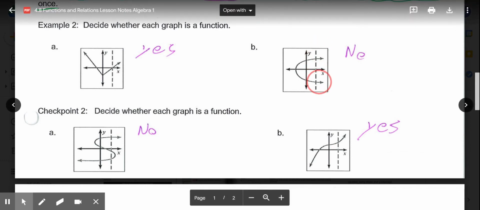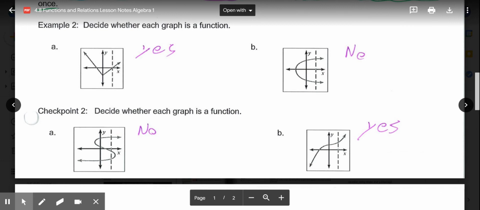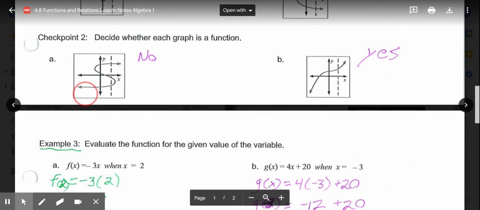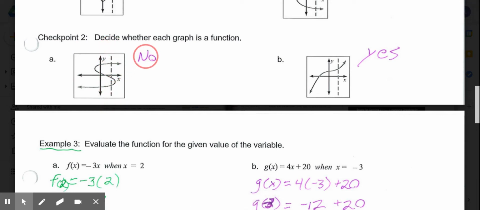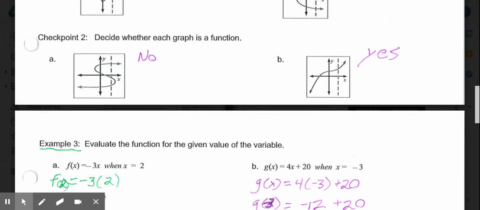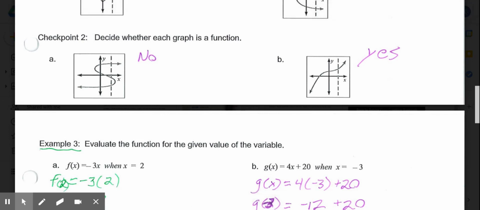In B, a vertical line crosses this graph more than once, in many different spots where we would draw it. So that's not a function. Checkpoint 2a, you can see a vertical line crosses this graph multiple times, so it is not a function. Even though out here it only crosses the graph once, over here it crosses the graph multiple times, so not a function. And with B, no matter where we draw the vertical line, it only crosses that graph once, so that is a function.